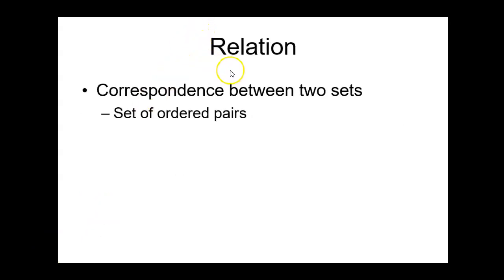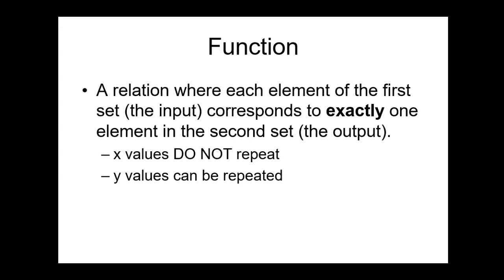Okay. So here's what a relation is. A relation is a correspondence between two sets. So think ordered pairs. When I pair two things together, it becomes a relation. An ordered pair would be like an x value and a y value. They go together, so they are a relation.